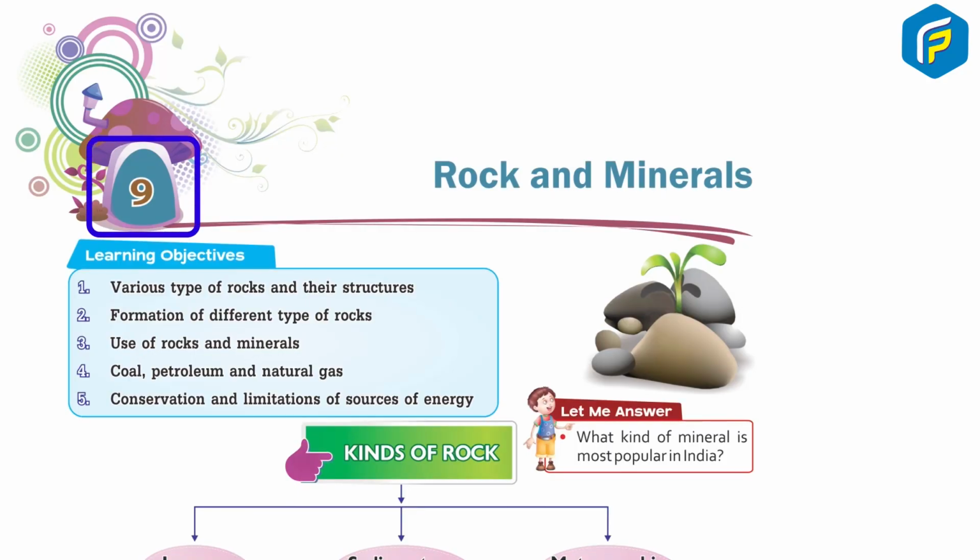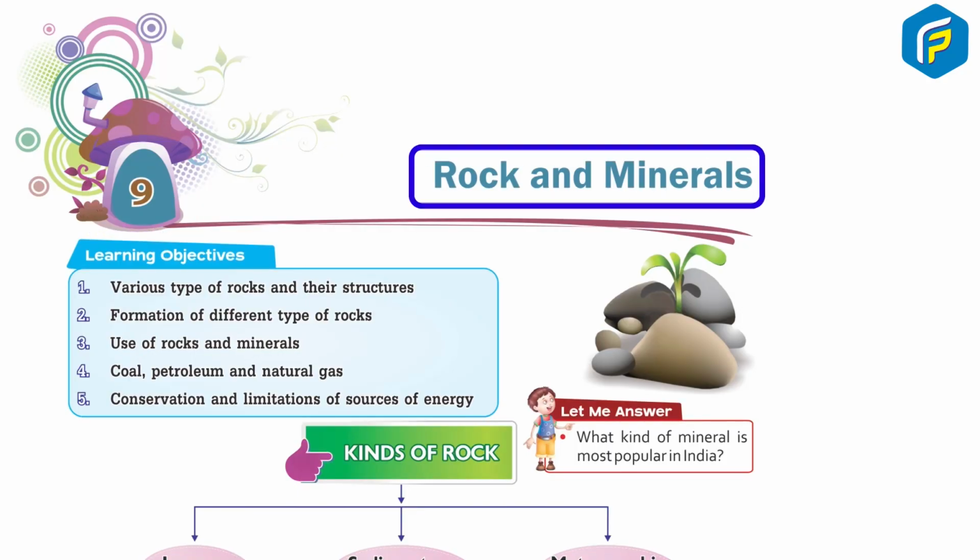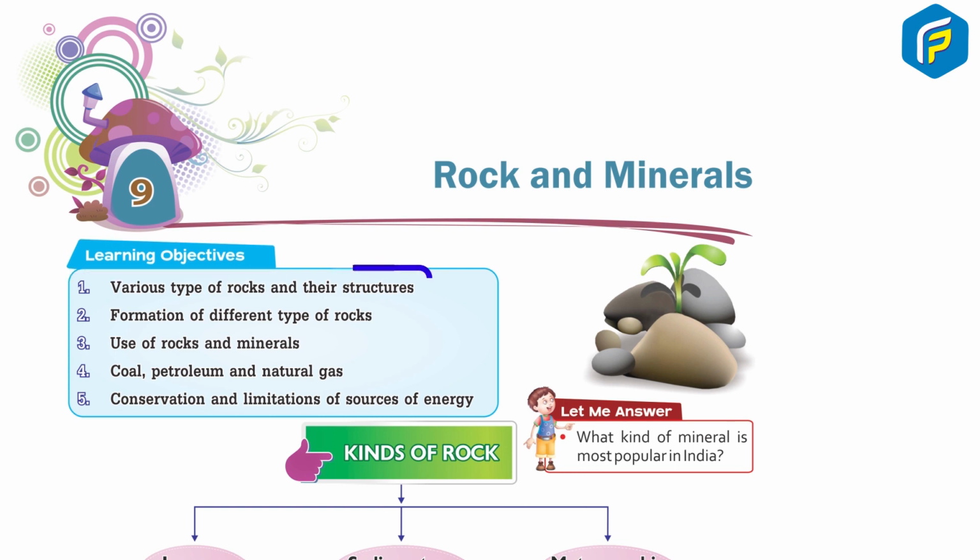Chapter 9, Rocks and Minerals. Learning objectives: 1. Various types of rock and their structures. 2. Formation of different types of rock. 3. Uses of rocks and minerals. 4. Coal, petroleum and natural gas. 5. Conservation and limitation of sources of energy.